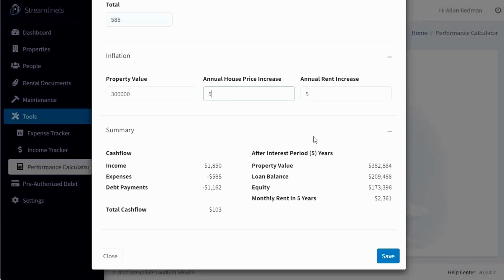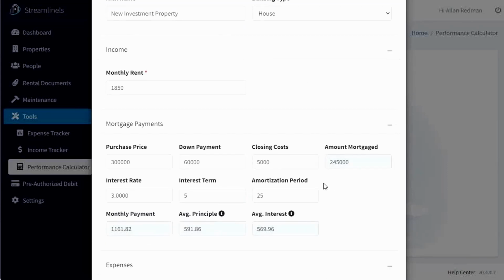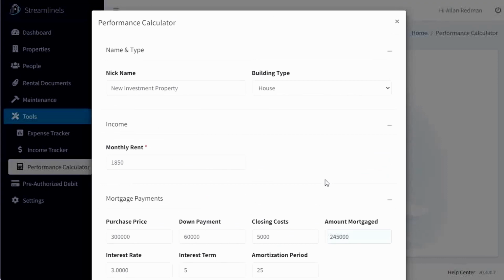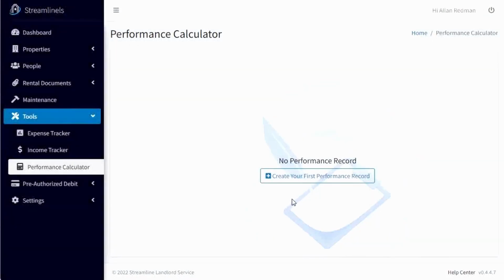So we're going to do more on this performance calculator. I want to add cash on cash return to show that. But this is basically a tool that you can use to see how well one particular property would compare at a certain rate versus another, and that helps you make financial decisions.